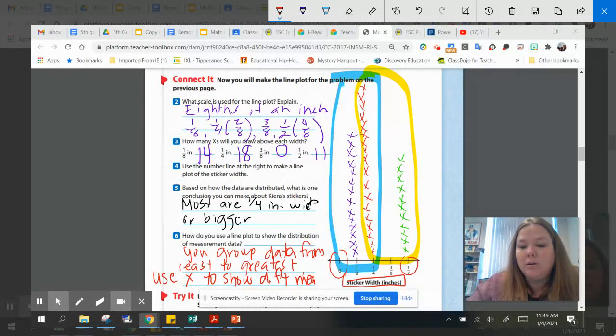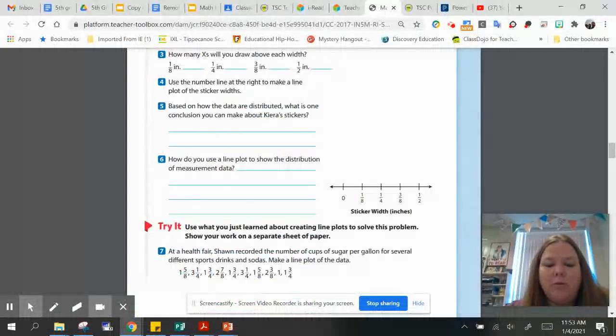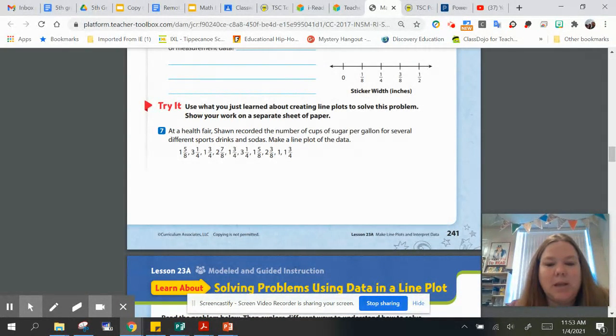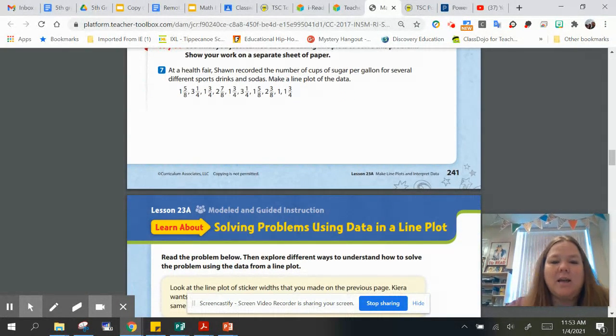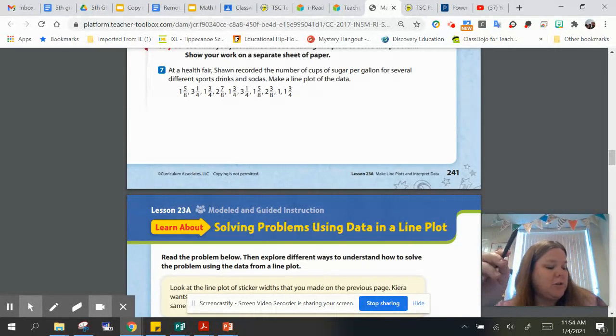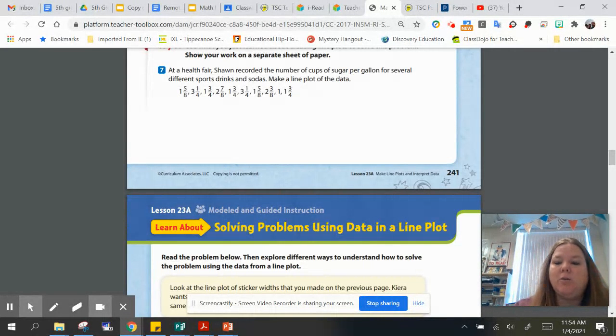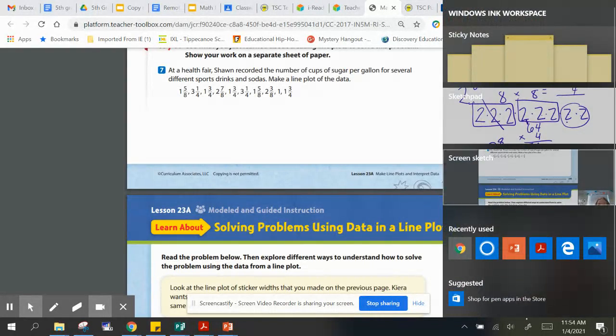Oh, I'm so sorry, you guys. You might have to pause right here so you can copy that, but I'm going to move along to the bottom one. Because it says, at a health fair, Sean recorded the number of cups of sugar per gallon for several different sports drinks and sodas. Make a line plot of the data. Now remember, a line plot is supposed to show from least to greatest, so we have to order these. Good thing I'm pretty good at fractions and measurements, so I'll be able to do that quickly, but you guys might have to pause the video and take time to draw it.